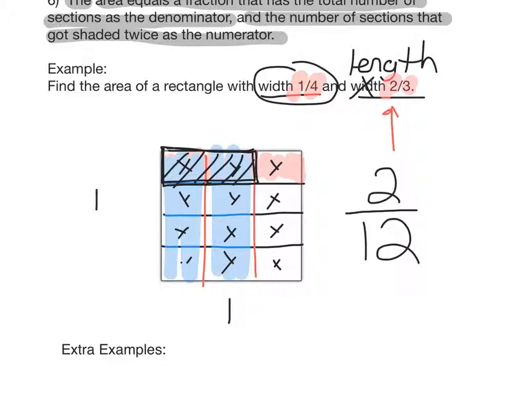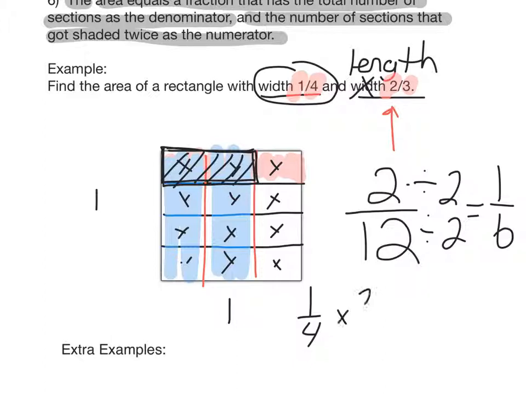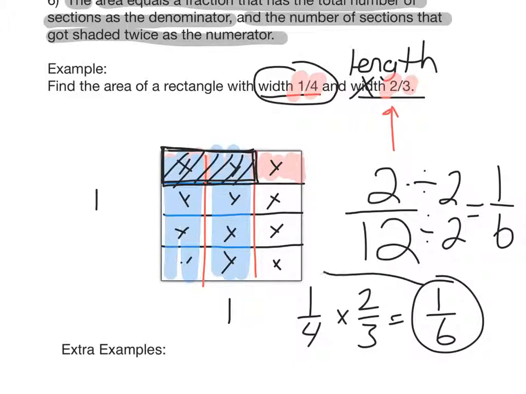Now I would simplify, so I'm going to write my equivalent fraction by dividing these each by 2, and I'm going to get an answer of 1/6. Okay, so what that means is 1/4 of 2/3, or 1/4 times 2/3, is equal to 1/6. Okay, the area of this rectangle right here is 2/6. Having trouble with my drawing. Let me try it again.